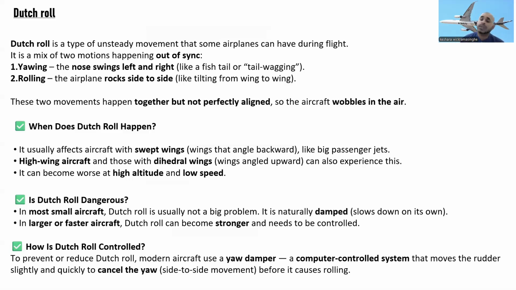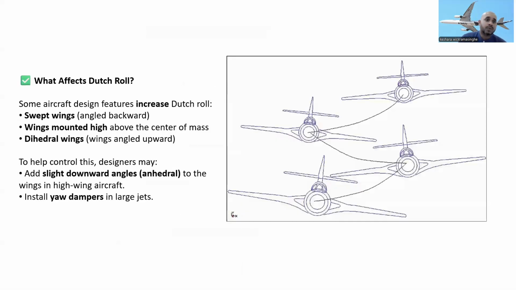So how is Dutch roll controlled? To prevent or reduce Dutch roll, modern aircraft use a yaw damper, a computer control system that moves the rudder slightly and quickly to cancel the yaw, the side to side movement, before it causes rolling. There can be a question: what is used to control the Dutch roll? The yaw damper. Right, so what affects the Dutch roll?